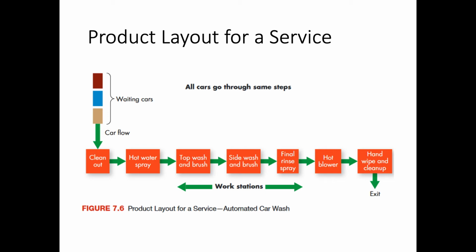You can see that: hot water spray, top wash and brush, side wash and brush, final rinse spray, the hot blower to dry off most of the water, and then hand wipe and clean up, right? So this is similar, for instance, to the assembly line that builds products like an iPhone or a Ford Focus automobile, or the same types of jeans that are always made by Levi's, right? Anything that produces mass quantities of the same service or the same good will typically use a product layout, kind of an assembly line way of producing.